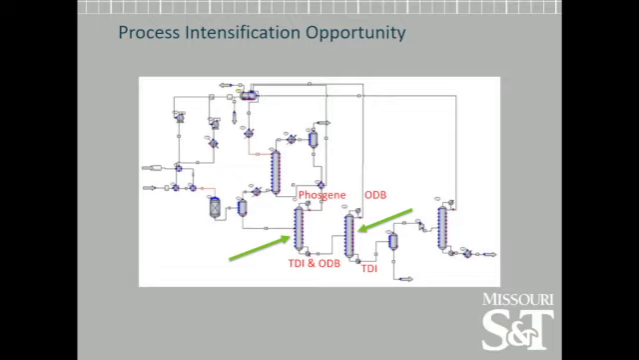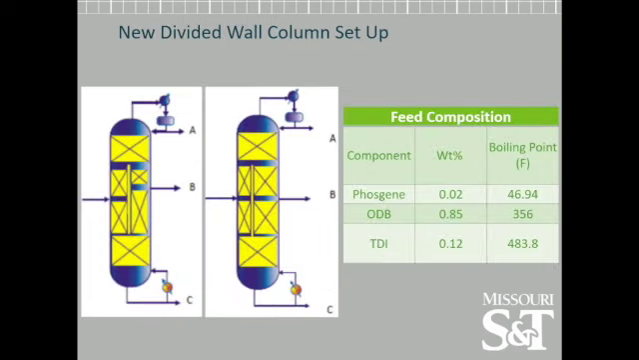There's an opportunity to use a divided wall column in the distillation train of our TDI process simulation. These 2 columns are used to first remove phosgene present in the stream and then remove ODB, which stands for the orthodichlorobenzene. In this example, phosgene would be component A, ODB would be B, and TDI would be C.